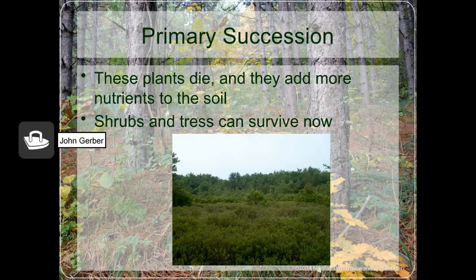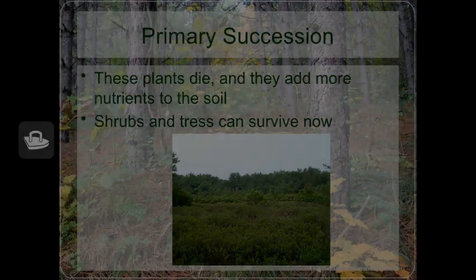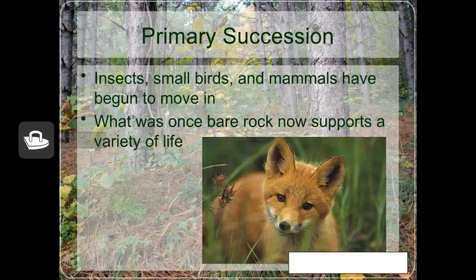Death and decay create more life. As these plants decompose, more soil builds up, and deeper-rooted plants such as shrubs and trees can survive. As plant biodiversity increases, insects, small birds, and mammals begin to move in. And what was once bare rock now supports a complex ecosystem.